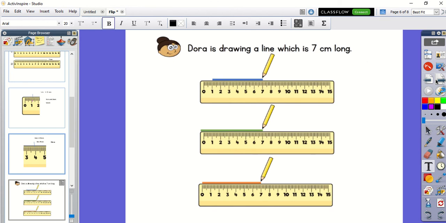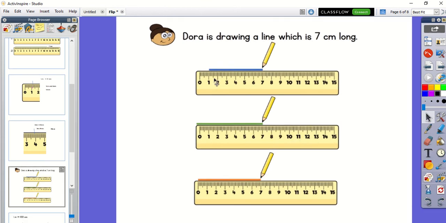Now let's have a look what Dora's up to. Dora is drawing a line which is 7 centimetres long. She's had 3 goes at it. Only one of these actually shows 7 centimetres. Let's have a look at which one it is. So here we can see she started at 1 and she's gone up to 7. Oh, that means she's only actually drawn 6 because she hasn't started at 0.